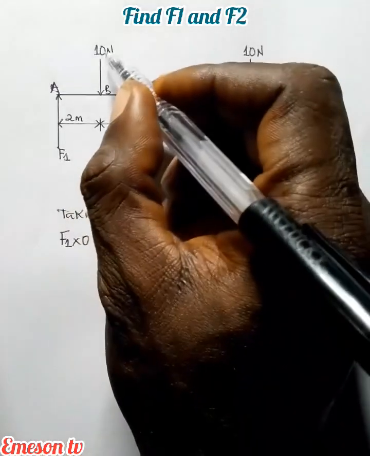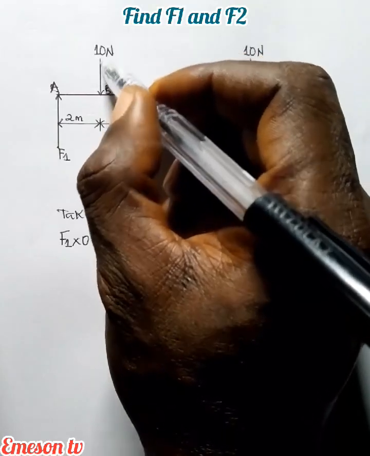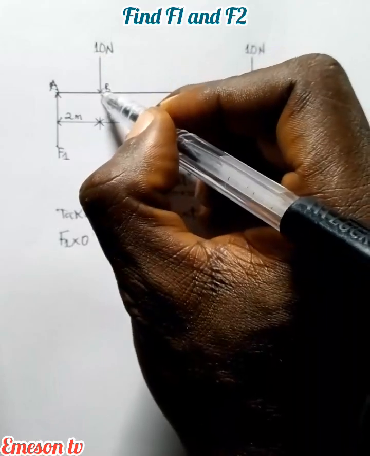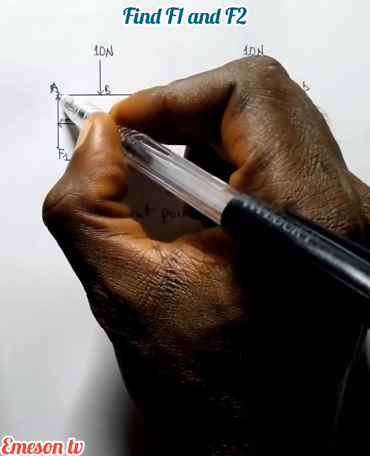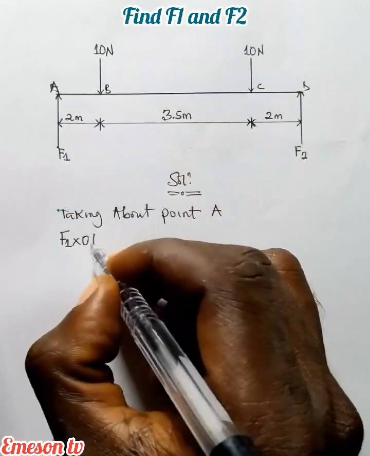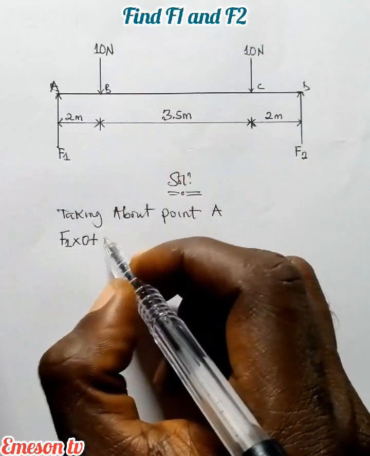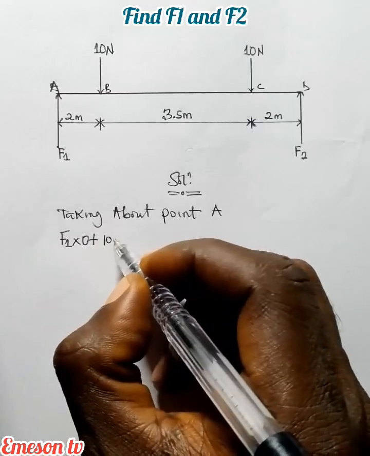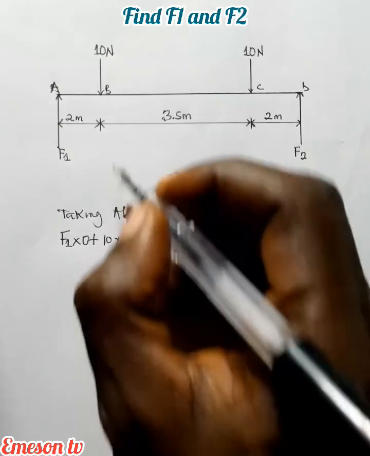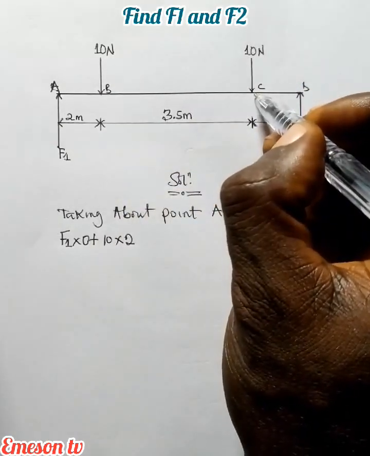So let us move to this 10 N force acting in this direction. So we're taking the force times the perpendicular distance to the point where we're taking moment from, which is 2 meters, and it's clockwise. So it will be what? Positive. So we have 10 times what? The perpendicular distance is what? 2. So also move to this other point, point C.